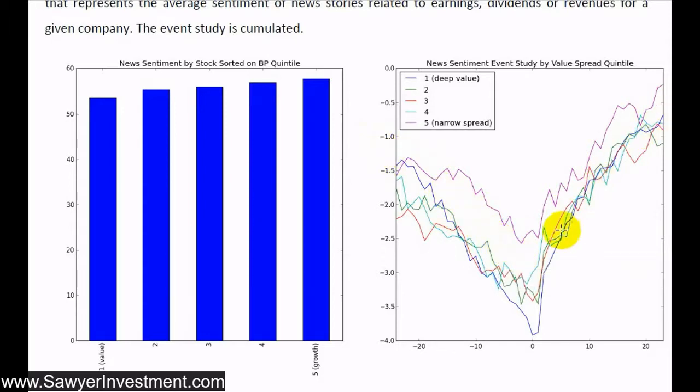But then shortly after the value formation, we see a huge upshoot in the sentiment between the value and growth companies. So the value companies become more and more in favor relative to the growth companies. And that's maybe why we see excess returns to value. And interestingly, the deep value portfolio, so the time periods when the spread between the value and growth companies is the largest, we see the biggest change here in sentiment. So the largest slope in these lines.